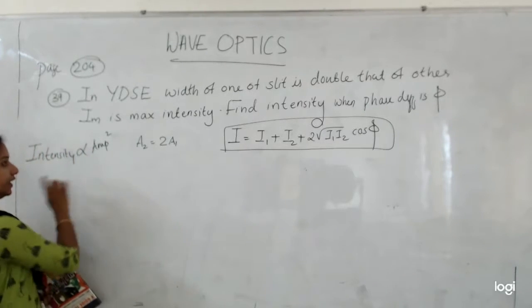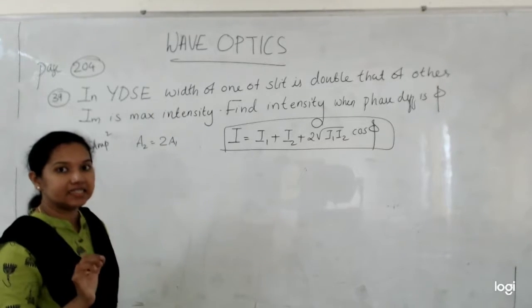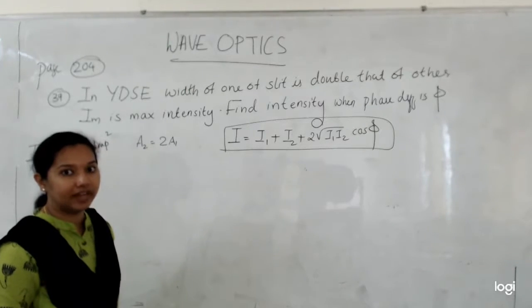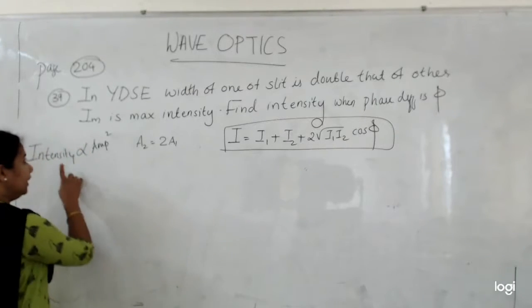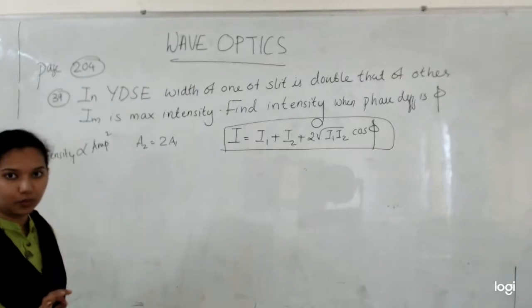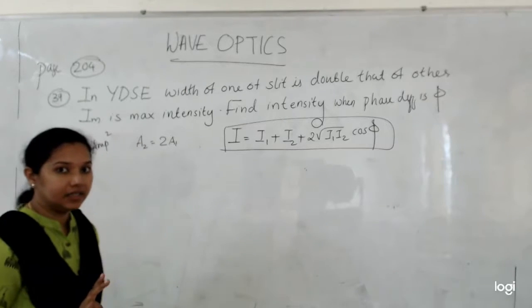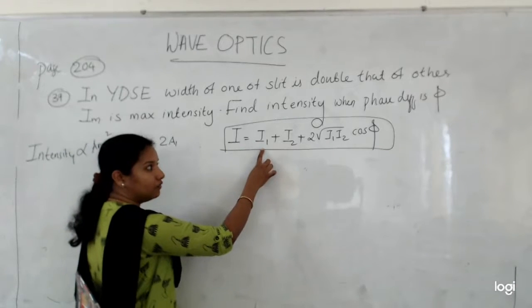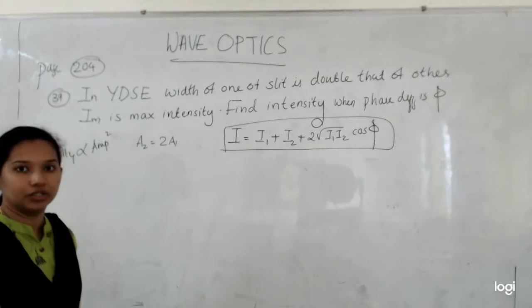See here, they gave it here. The width of one of the slits is double that of the other. So I have written A2 equals 2 times A1. Next, what is intensity? It is proportional to amplitude squared. Another main formula: if two waves are superposing each other, their intensity we can write as I1 plus I2 plus 2 root over I1 I2 cos phi.